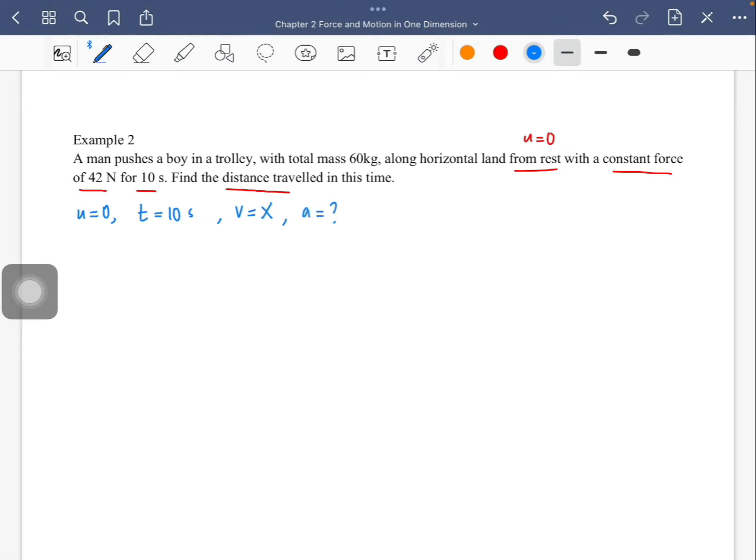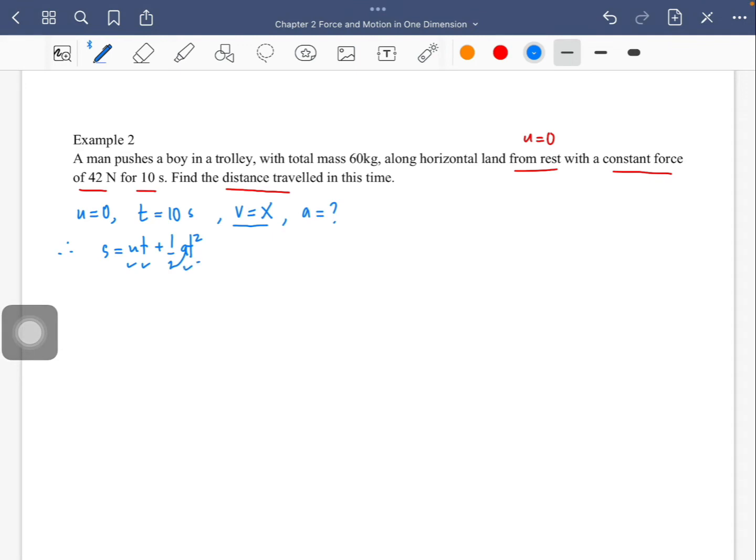But relating to Newton's second law that we have in this chapter, we can find the acceleration by using Newton's second law, right? So for this case, we have to find the acceleration first. But without the final velocity, we still can find the distance by using s equals ut plus half at squared. In applying this equation, we just need the initial velocity. Yes, we have the time also, and we need to find the acceleration, right?